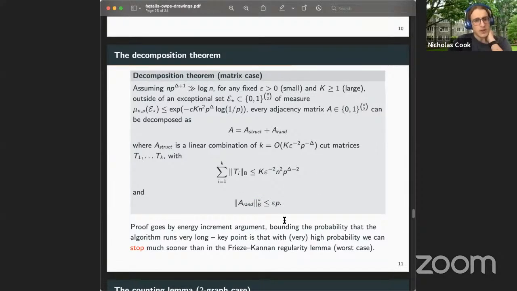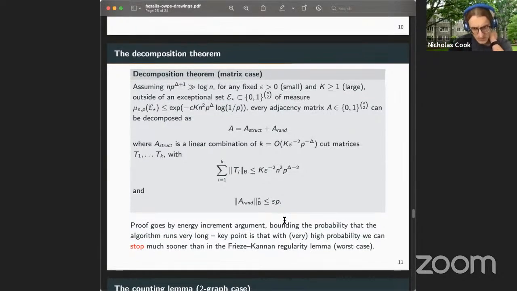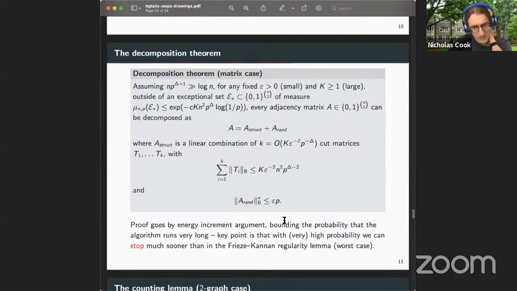Okay, as far as the proof goes, it's again an energy increment type argument where you keep adding in cuts. You can think of that as a sort of algorithm, and you're guaranteed to stop at some point. And basically, if we're allowed to exclude a very tiny set, then we can show that this algorithm will stop much sooner than in the worst case.